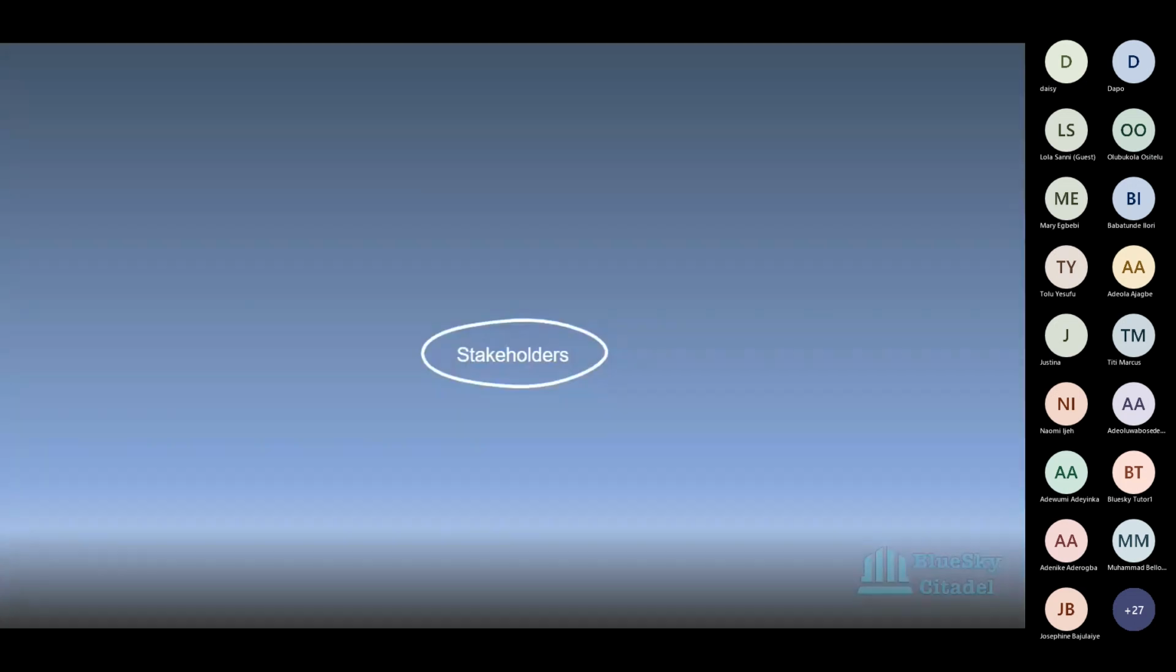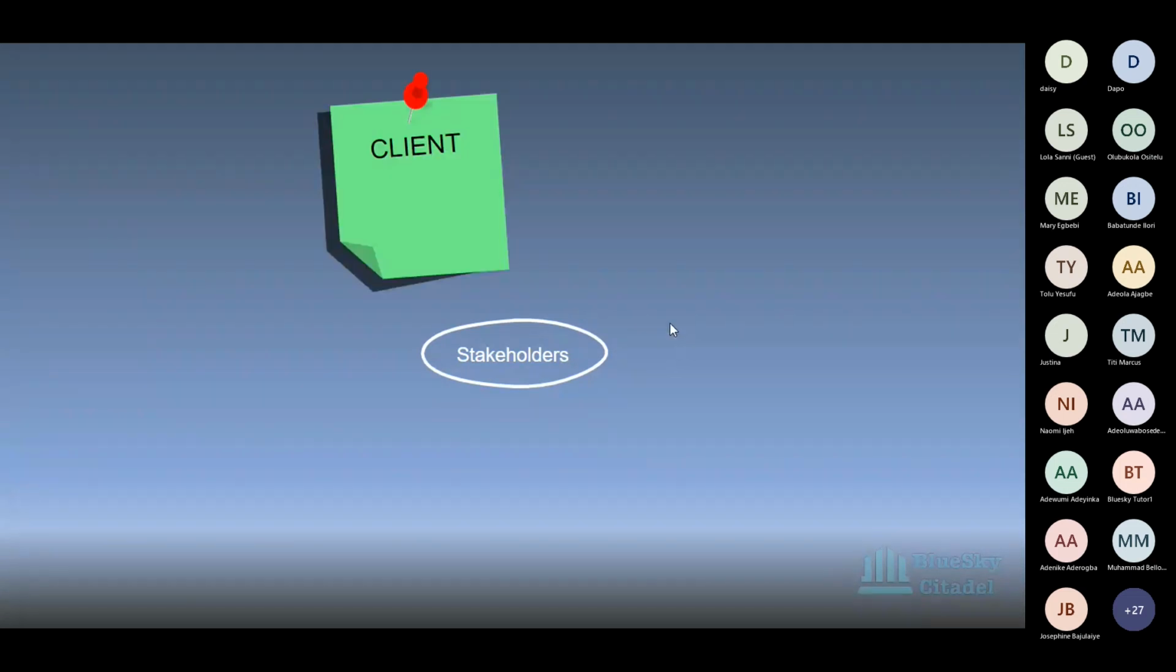Now, a few of the stakeholders that I have on the screen here. So I have the client. Who is the client as a stakeholder? The clients, some people call them customers as well. So you can call them clients, you can call them customers. They are key stakeholders within an organization, within a project. Without the clients, without the customers, there will be no business. Because who are you developing that product for? Who are you building that product for? It's your users, your clients, your customers. So they are key stakeholders.